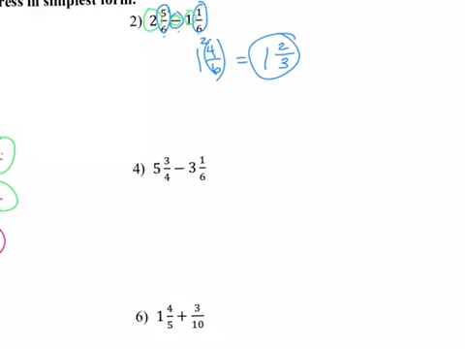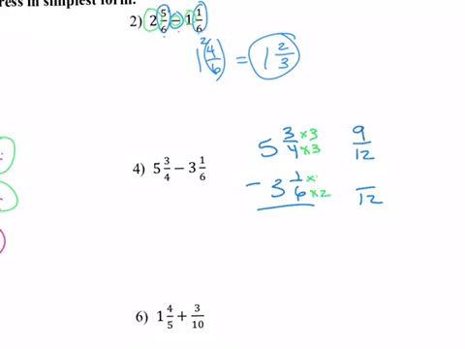Number 4, 5 and 3/4 minus 3 and 1/6. So I've got to use the lowest common denominator, which in this case is going to be 12. Again, if you need to do your multiples off to the side, please do it. So you know for sure you're using the lowest one and you're not hurting your brain using a huge number. Okay, so I'm going to scale 3/4 up. That'll give me 9. 1/6 up by 2.